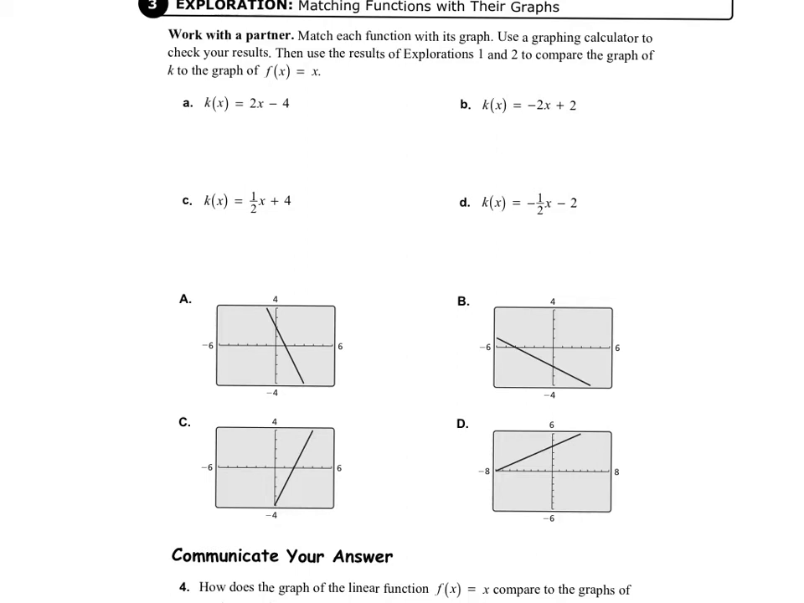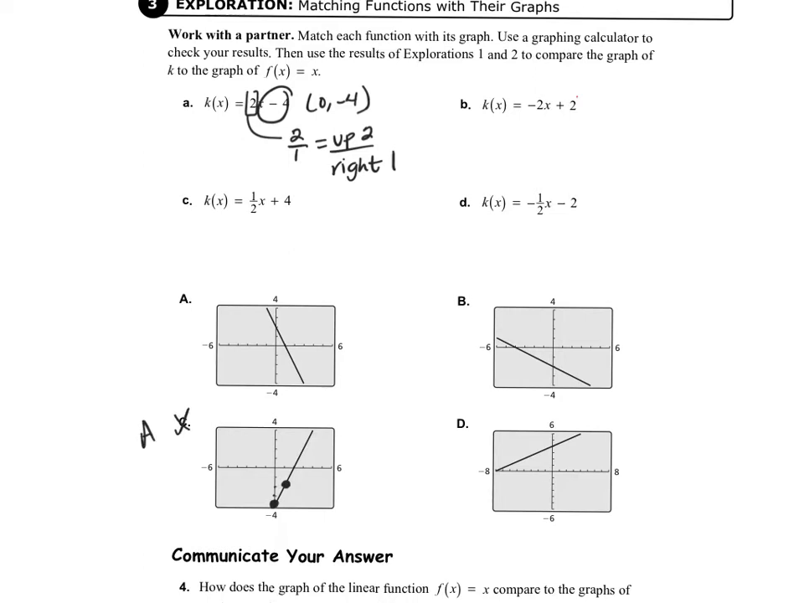If I were to graph this just originally, I'm going to start at 0, negative 4, and then my slope says I'm going up to the right 1. So where's that graph? I start at 0, negative 4. This is the only one that starts at 0, negative 4. And then I go up to the right 1. So this one is A.